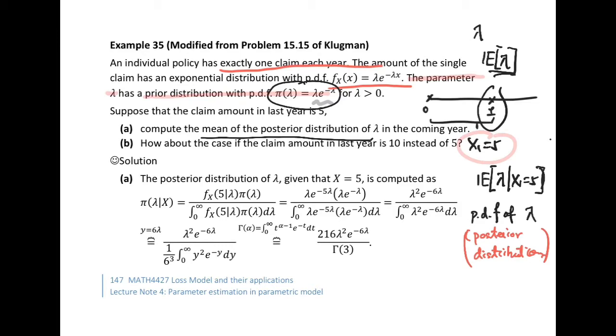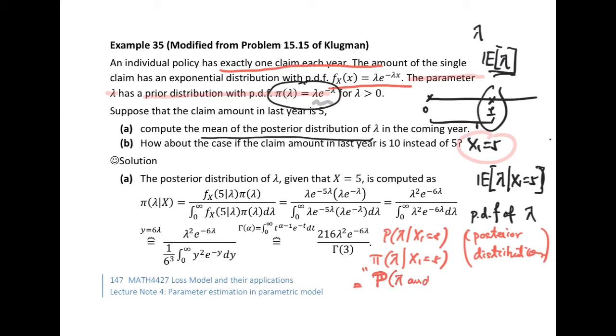Now, how do we get this posterior distribution? We just use Bayes' rule to do the job. Remember, this posterior distribution is the probability that lambda equals a certain value given that S1 equals 5. According to the definition of conditional probability, that will be equal to something like this.